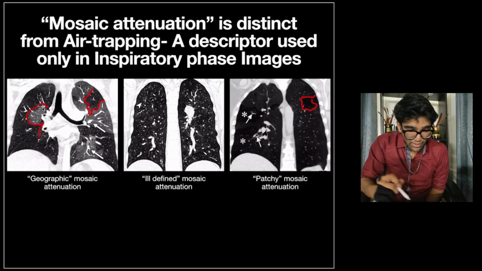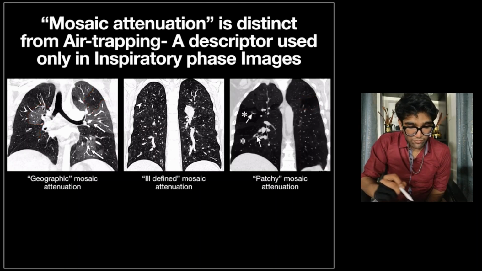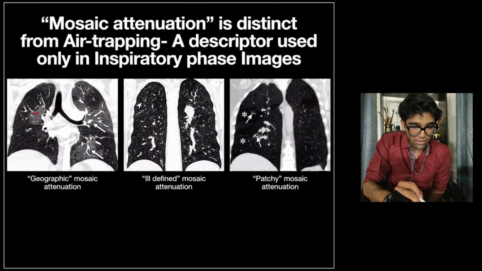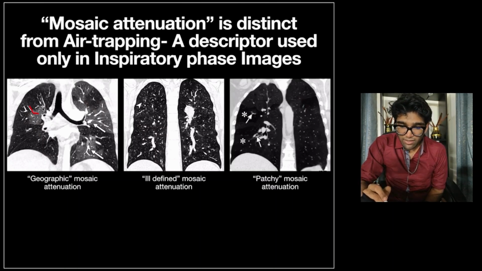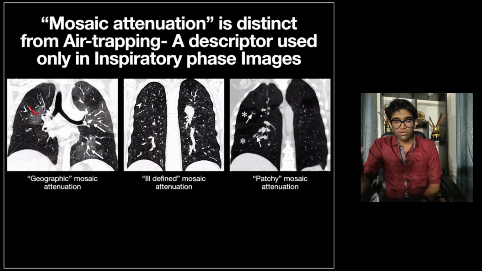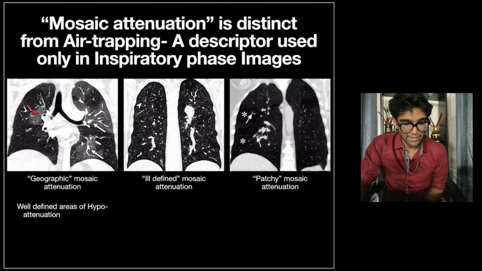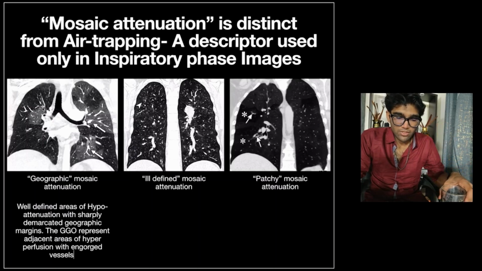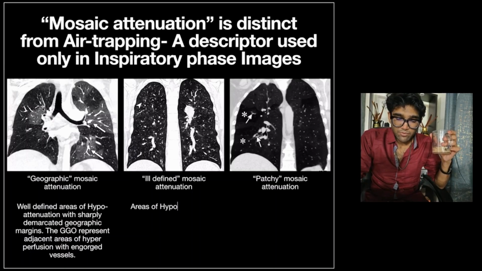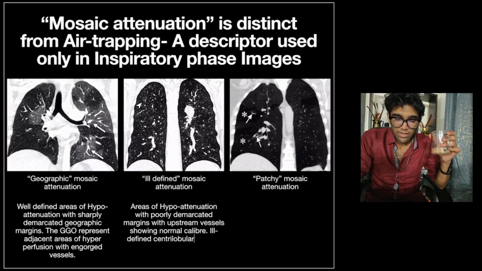Very importantly, if you notice in the geographic mosaic attenuation, the vessels that are going into the hypoattenuating area are smaller in size than expected. Whereas in the patchy mosaic attenuation, the vessels are not significantly smaller. They are not universally. We'll see why; the mechanisms will make it clear. Geographic mosaic attenuation describes well-defined areas of hypoattenuation with sharply demarcated borders. The GGO represents adjacent areas of hyperperfusion with engorged vessels. So the adjacent areas show hyperperfusion. Ill-defined mosaic attenuation is areas of hypoattenuation with poorly demarcated margins with an upstream vessel showing normal caliber.